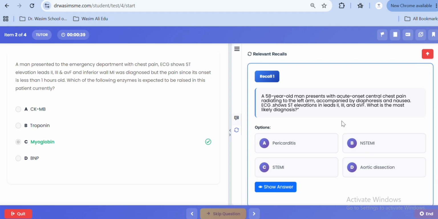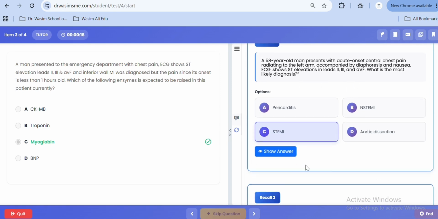School of Medical Education. So the relevant recall: a 58-year-old man presents with acute onset central chest pain radiating to the left arm, accompanied by diaphoresis and nausea. ECG shows ST elevation in leads 2, 3 and aVF. What is the most likely diagnosis? So there is ST elevation. They are showing the ST elevation. So this is STEMI.